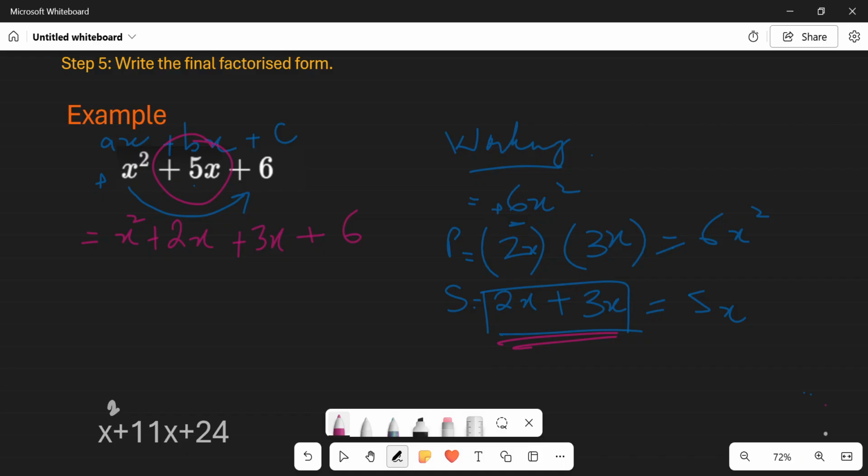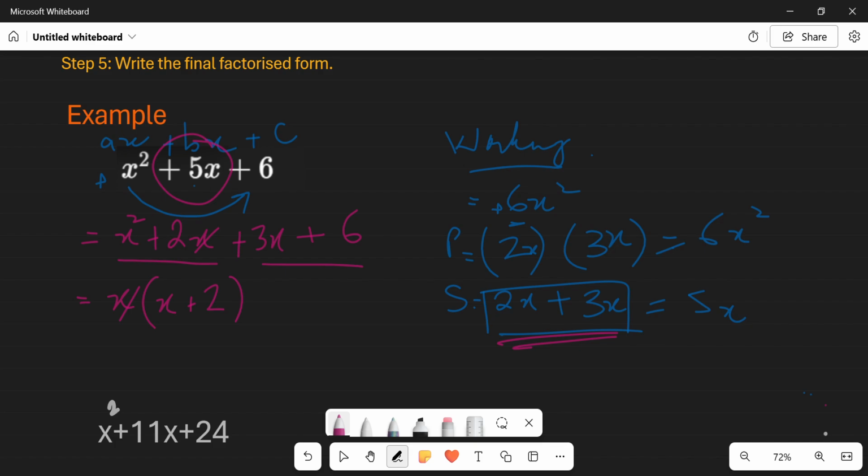Third step is that you need to make up pairs, the first 2 terms and the last 2 terms. Now, after making the pairs, you need to find the highest common factor of each pair. So x squared and 2x, x is common, then bracket. In this bracket, you divide each term by this highest common factor. So x squared divided by x gives you x, 2x and x, x and x cancel, left with plus 2. And here plus 3x plus 6.